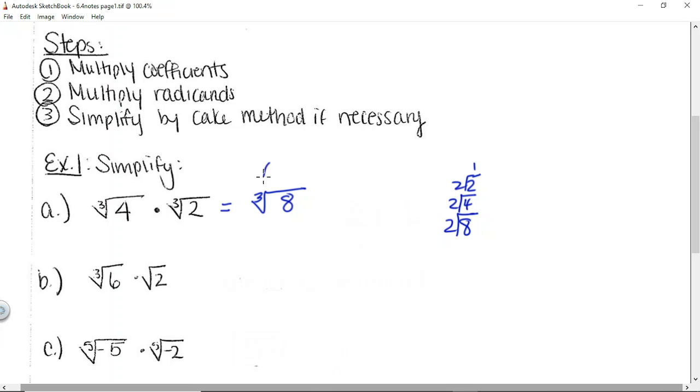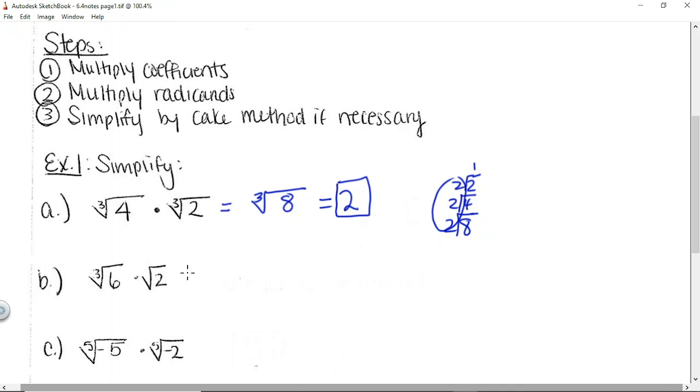The index is 3, so we're looking for groups of 3, right? And yes, we do have a single group of 3 there, which is a group of 3 2's, so we pull out 2. And there's nothing that goes in. There's nothing left over. Okay, so that's the answer, just 2.